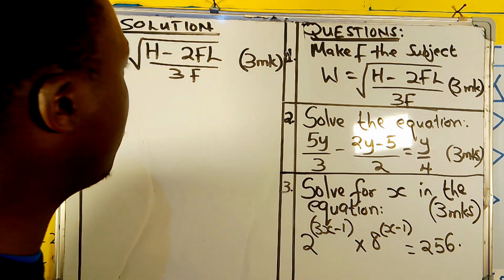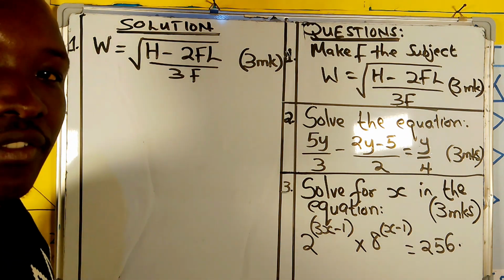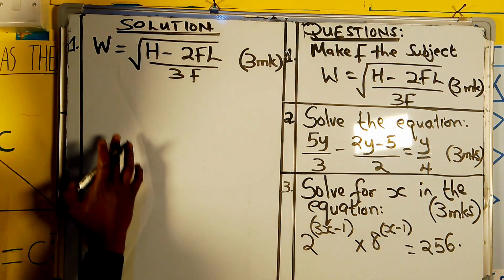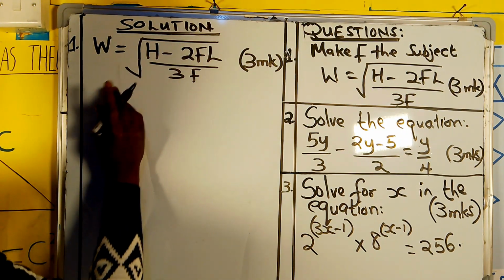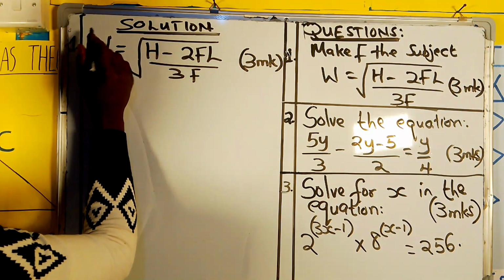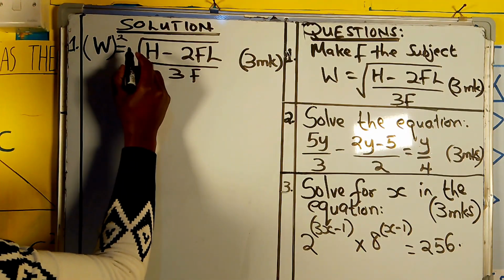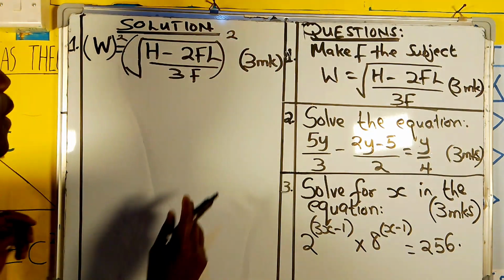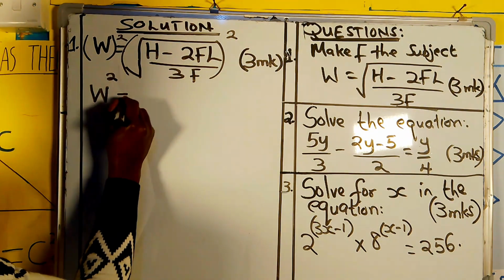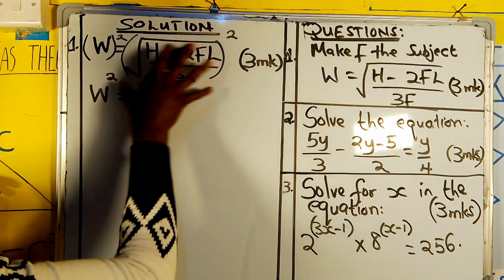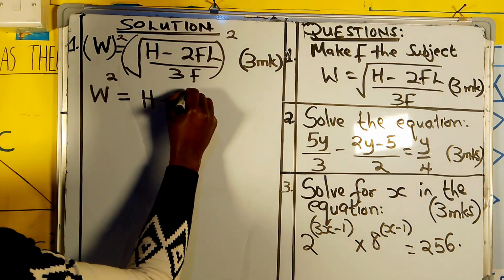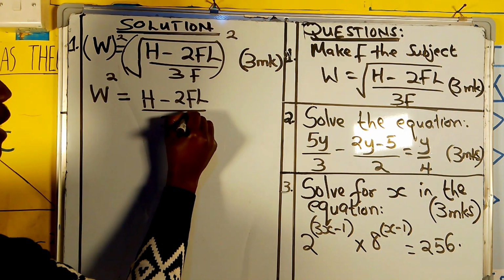For us to make f the subject of the formula, we are supposed to ensure that f remains on one side of the equals sign. The first step is to eliminate this square root sign, and to do that we square both sides. So we square w, and we also square the right hand side. When we square w, it becomes w squared is equal to h minus 2fl over 3f, as the square root sign is eliminated.